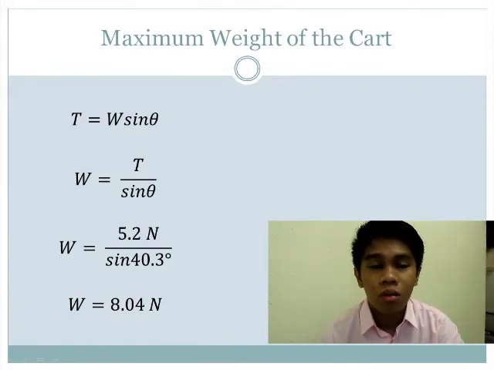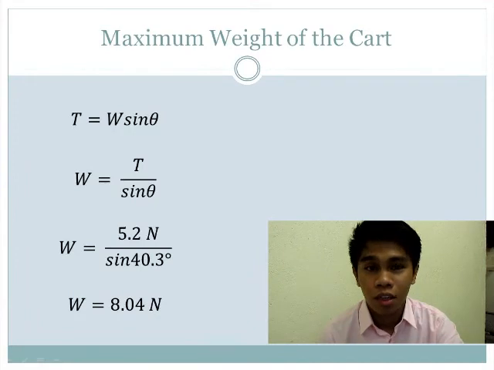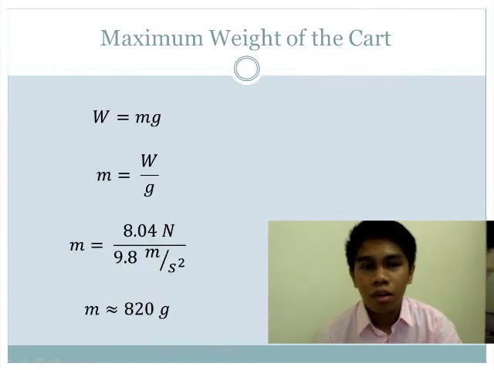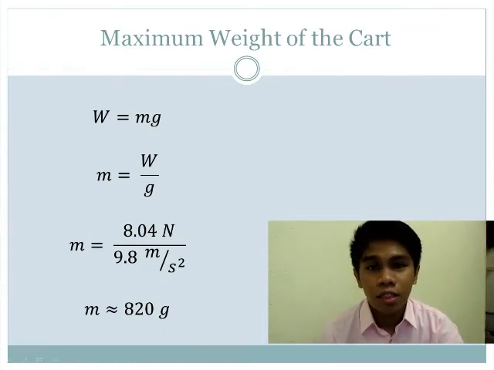A while ago, we recalled that the tension is equivalent to weight times sine theta, so the weight is equal to tension over sine theta. Substituting values, weight is equal to 5.2 newtons over sine 40.3 degrees, and we will get the weight as 8.04 newtons.